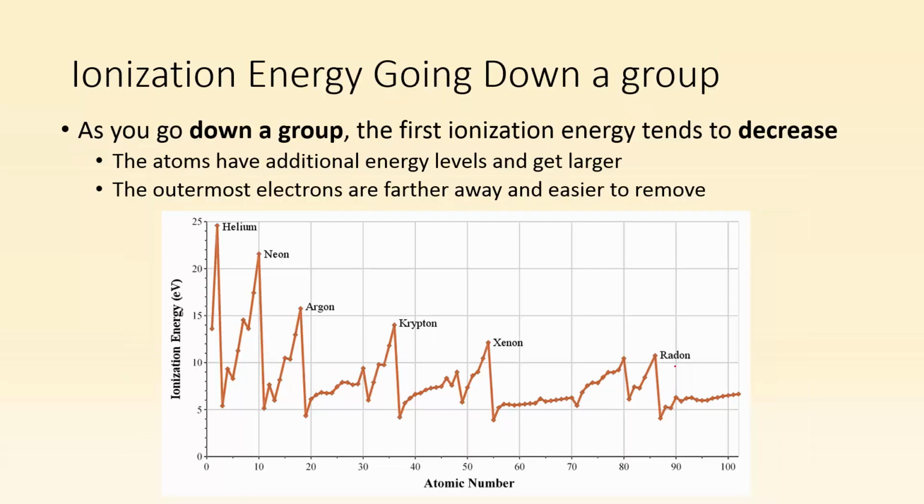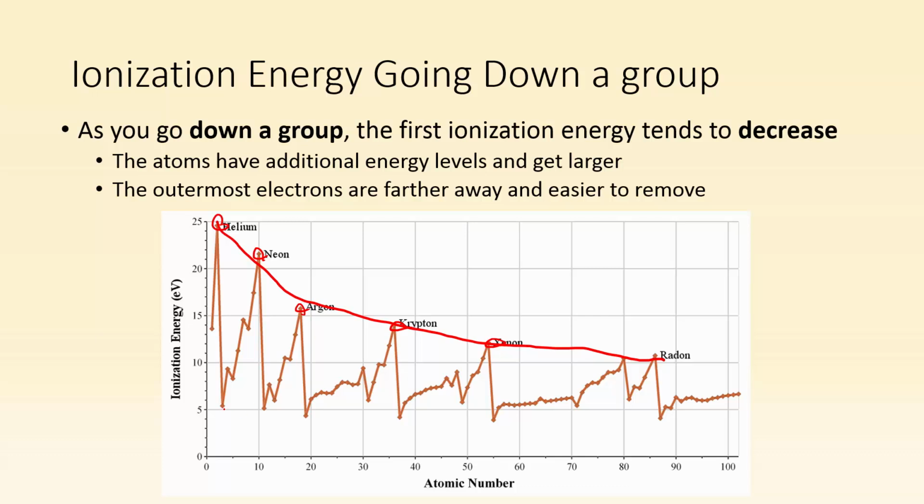in some places. All right, going down a group, a little more consistent. As you go down a group, the first ionization energy tends to decrease. The atoms have additional energy levels and get larger, so those outermost electrons are further away from the nucleus and are easier to remove. So the bigger it gets, the easier it is to remove. So if we just take a look at the noble gases, helium, neon, argon, krypton, xenon, you can see there's an overall trend of decreasing as you go down a group.